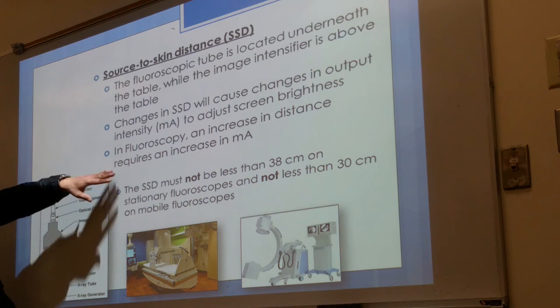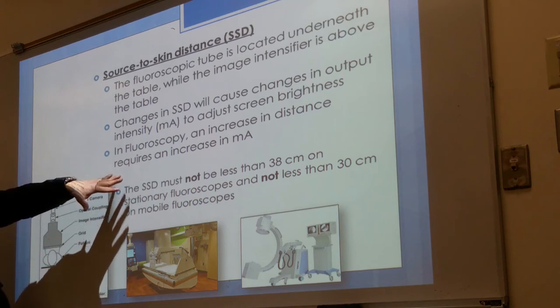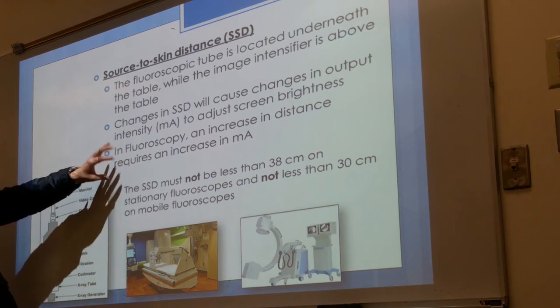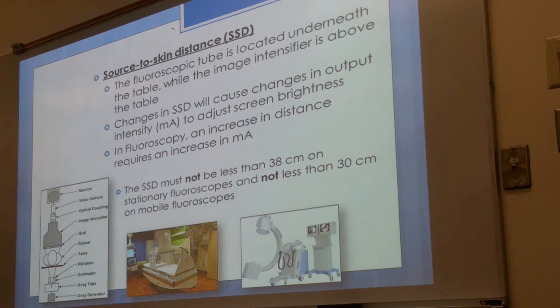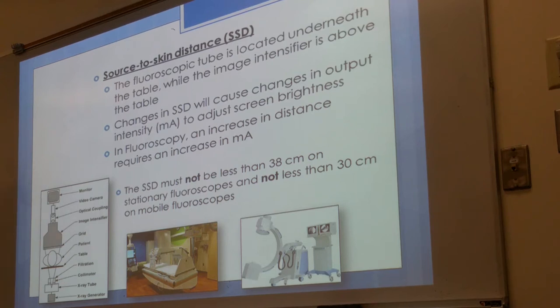So in fluoroscopy, an increase in distance requires an increase in MA. This is how it automatically adjusts the brightness on the screen. What is that known as? ABC? You guys know what ABC is? Aren't you guys doing fluoroscopy? Automatic brightness control.